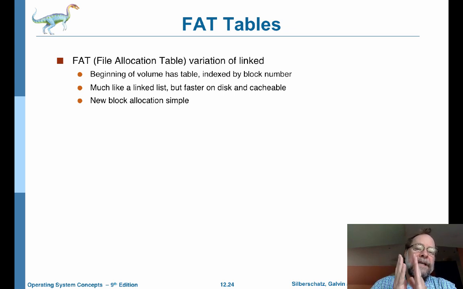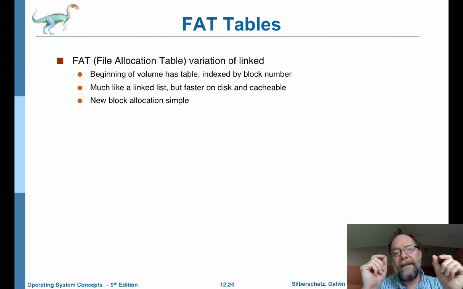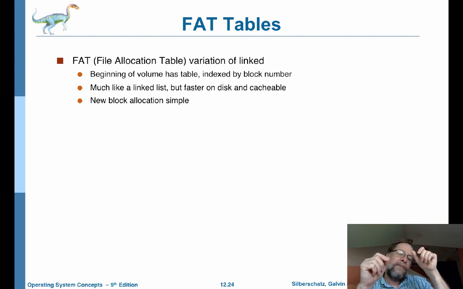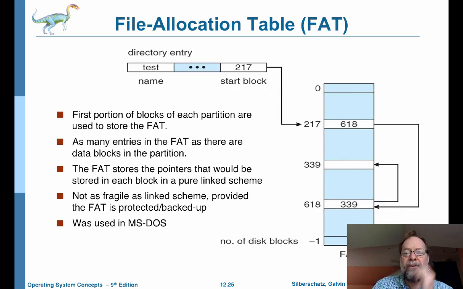Otherwise, it's much like the linked list. Instead of storing all the links that were previously stored one apiece in each of the blocks, now all those links, all the pointers, are stored in the FAT table. So you can kind of see how that works. So you've got the FAT table. This is typically going to be stored on your hard drive. You load it into the kernel when you mount the system.